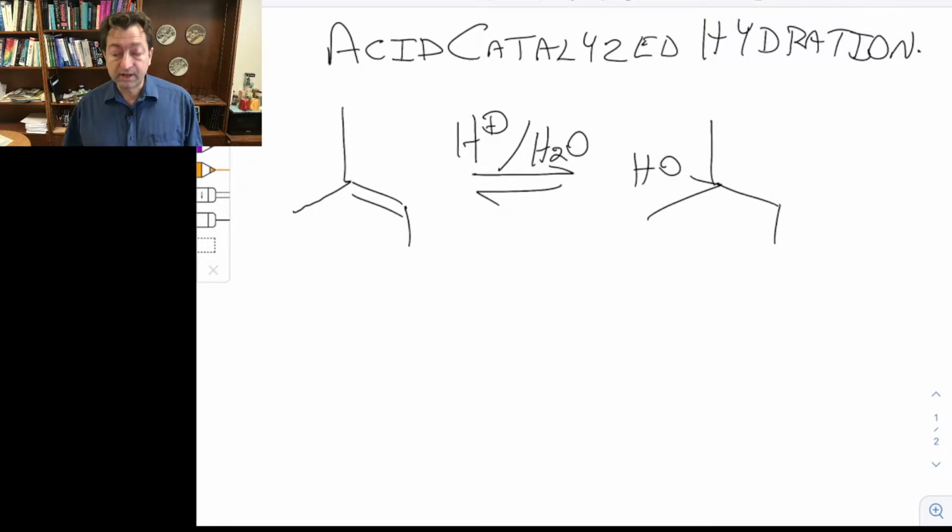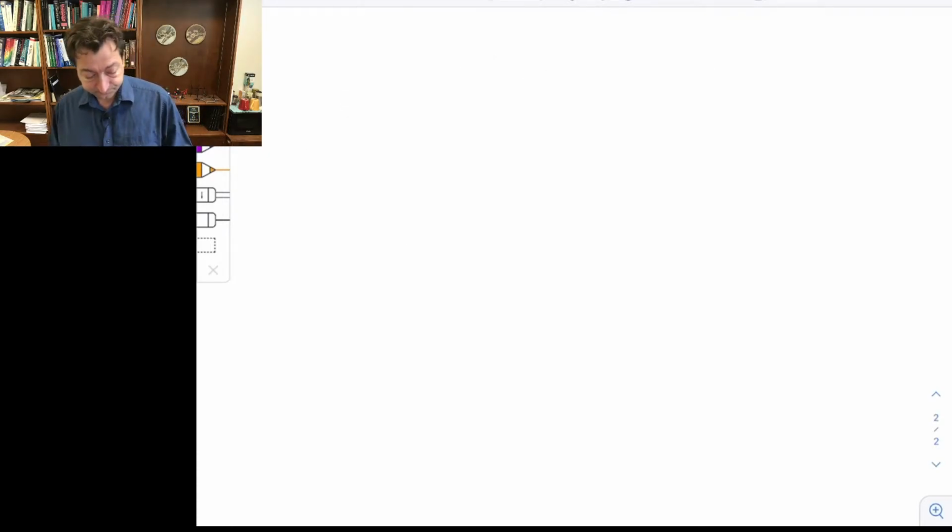And really, if we're looking at this mechanism, and if we're looking at this reaction, it really does look like the reverse of E1, and I've drawn it with reversible arrows specifically to point that out, and we'll take a look at that as we look at the mechanism here in some more detail. So let's start by looking at that mechanism.